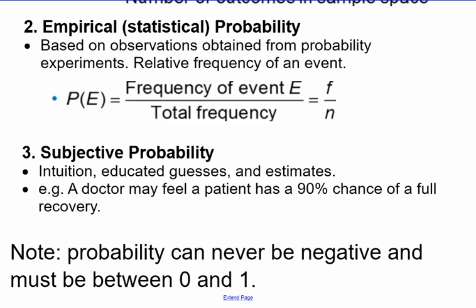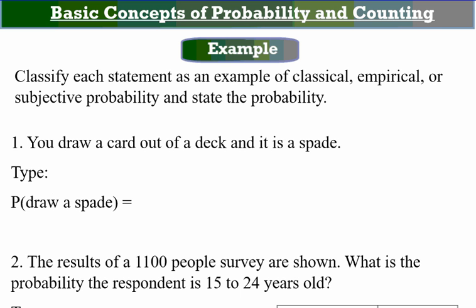Last thing we should note is probability can never be negative. You can't have a negative probability. The smallest you could ever be is 0, and you need to be between 0 and 1. The largest you can be is 100% probability. So it's got to be between 0 and 1.